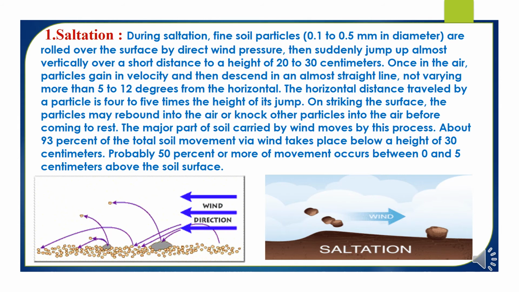The horizontal distance traveled by a particle is 4 to 5 times the height of its jump. On striking the surface, the particles may rebound into the air or knock other particles into the air before coming to rest. The major part of soil carried by wind moves by this process. About 93% of the total soil movement via wind takes place below a height of 30 centimeters. Probably 50% or more of movement occurs between 0 to 5 centimeters above the soil surface.